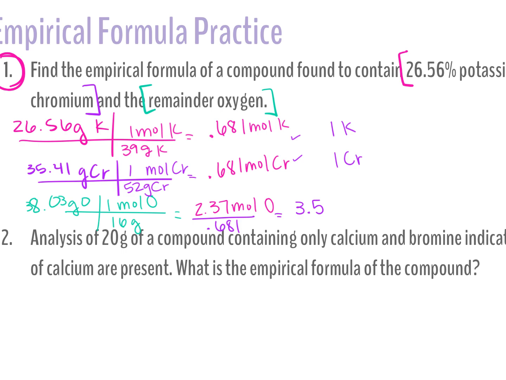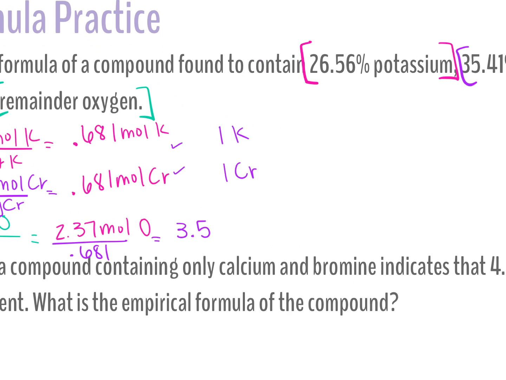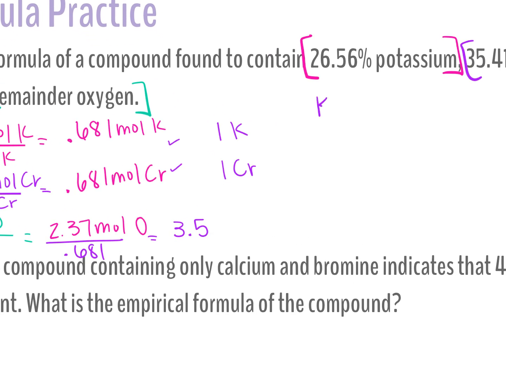And so here's what the solution has to be. Okay, if I was going to build the compound like I have it, it would be this: KCrO3.5. Can I do that? No. It doesn't work, right? And I don't think it's close enough for us to just say, oh, we need 4 oxygens, or oh, we need 3 oxygens. That's really not the case. The ratio is 1 chromium for every 3.5 oxygens.